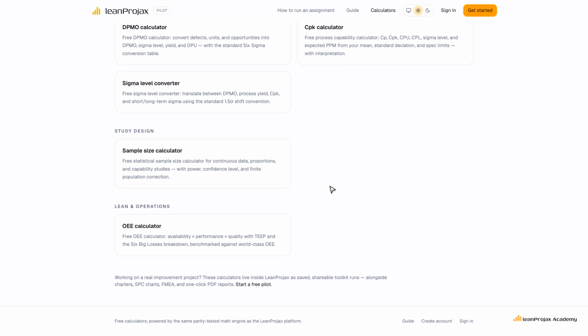Capability in Sigma, DPMO, CPK, a Sigma-level converter. Study design, sample size. Lean in operations, OEE, the same engine as the tool we were using inside the app a minute ago. So if you want to check a number from this course without logging into anything, that is where to do it. So that's the whole toolkit, and 3 places to run it.